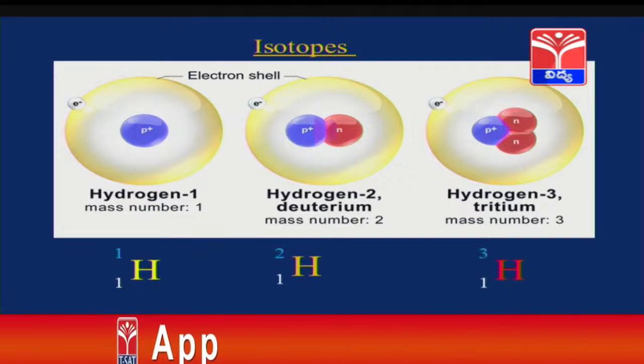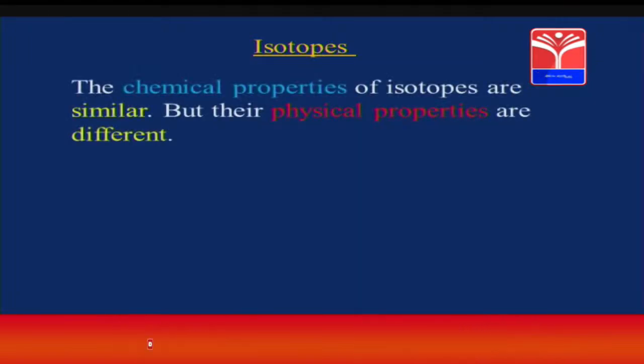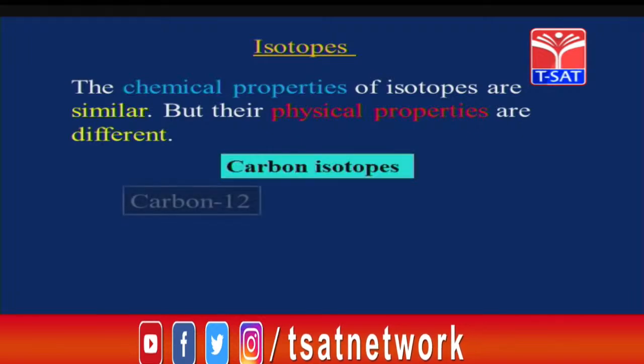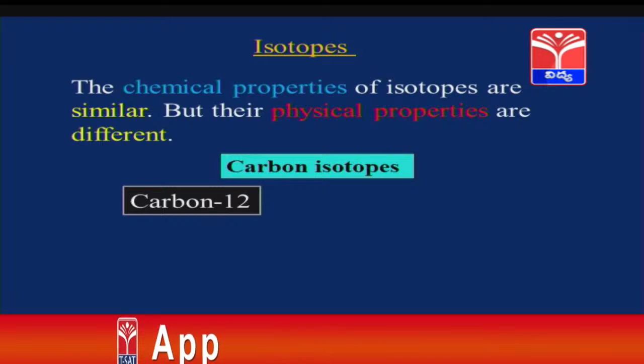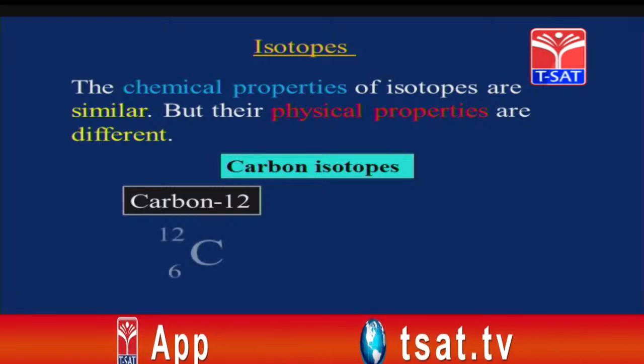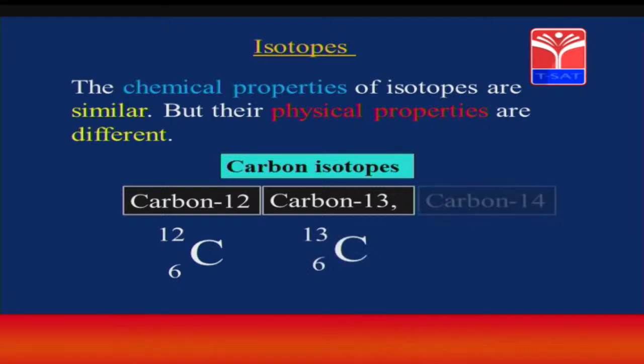In protium, there are no neutrons. In deuterium 1 neutron and in tritium 2 neutrons are present. The chemical properties of isotopes are similar, but their physical properties are different. The carbon element also has 3 naturally occurring isotopes: carbon 12, carbon 13, carbon 14. These 3 are naturally occurring isotopes.